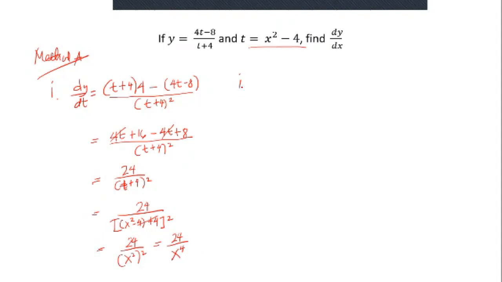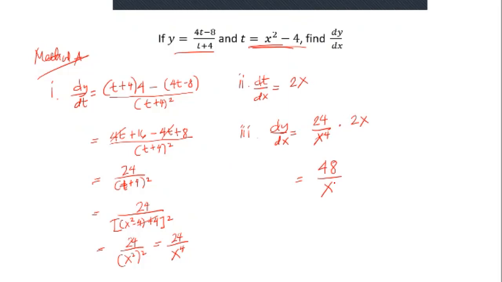Okay, next step, we get the derivative of this one. We did that first earlier, and then the next one is this. So the derivative of t with respect to x: the derivative of x squared minus 4 is 2x. And then, our third step is we get the derivative of y with respect to x. So just multiply these two derivatives. dy over dt in terms of x would be 24 over x raised to 4 times the derivative dt over dx. And then simplifying, the x cancels out. So this becomes 48 over x cubed. So this is your dy over dx.